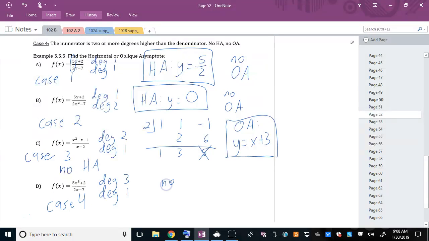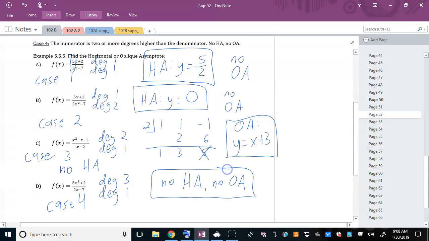And here, we do not have a horizontal asymptote. We do not have an oblique asymptote. We would still have a vertical asymptote. We are not looking for that for this particular example, though. So again, those are the 4 cases. And again, we can use our calculator to help check them, but we will need to have these cases memorized.